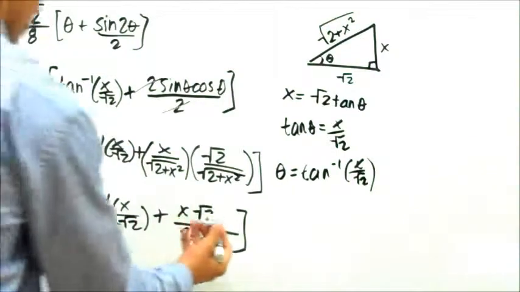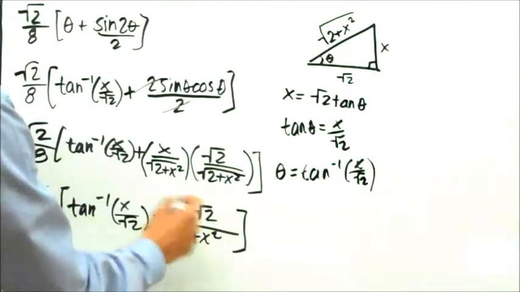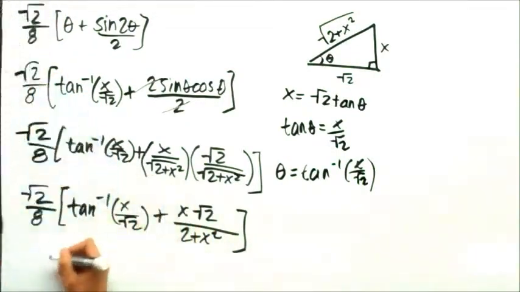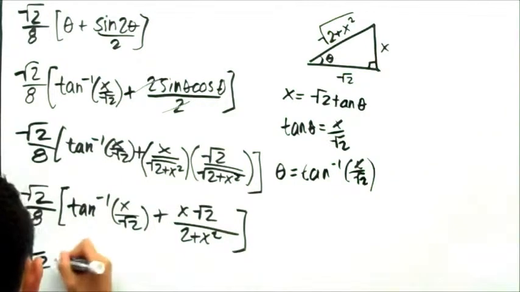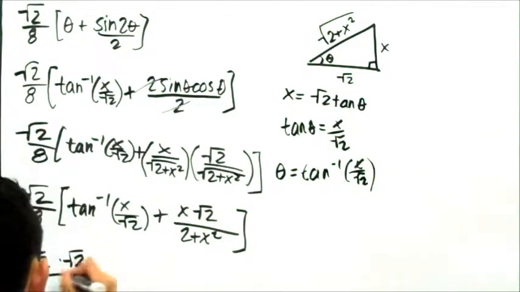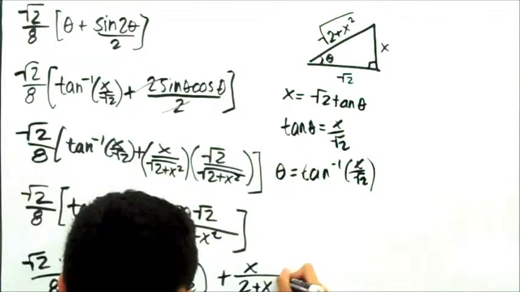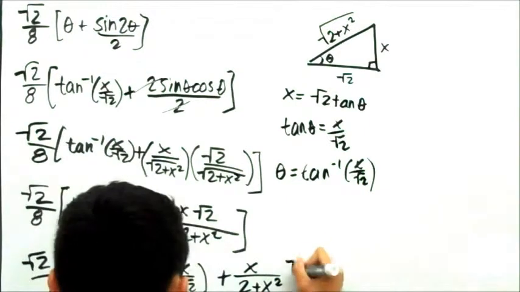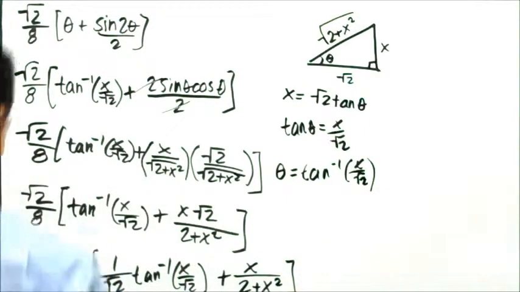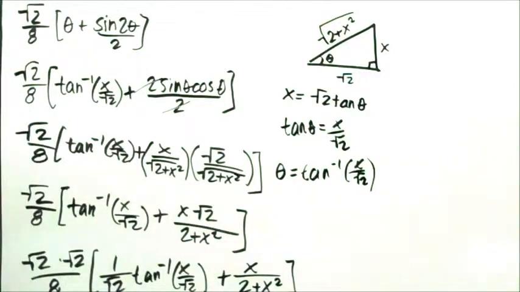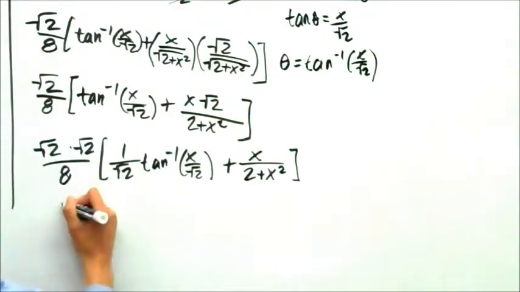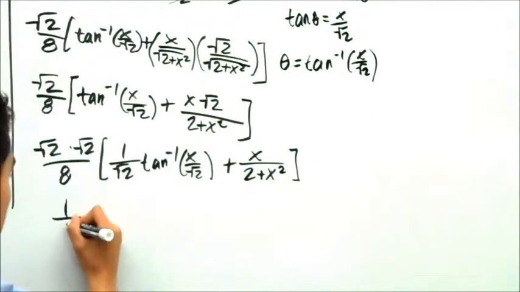And then we can pull out a root 2 factor out of each term. So if you pull out a root 2 factor, x squared. And we can reduce this to 1/4.